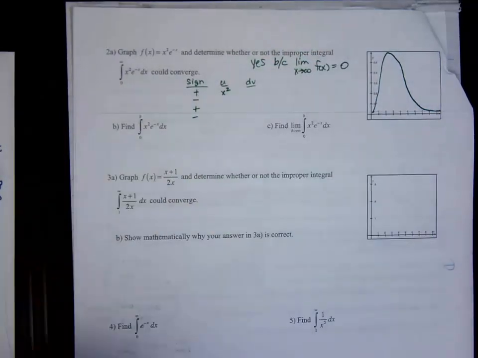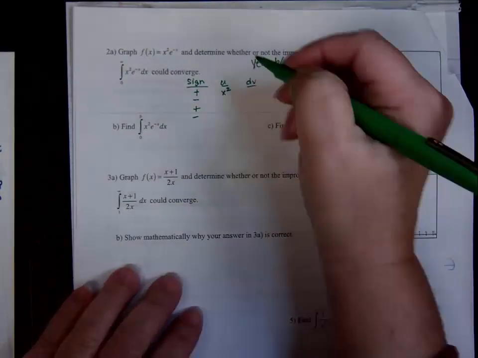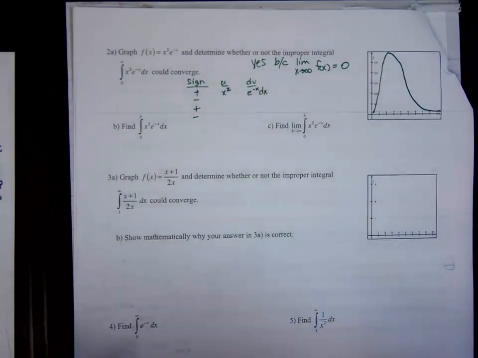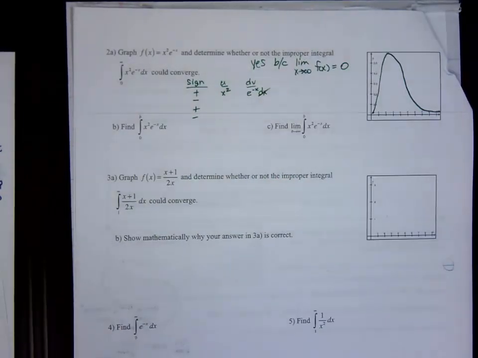So in this case, it's x squared. So x squared goes in the u column. The looper goes in dv. So e to the negative x. Actually, I don't need the dx. I'm sorry. Shouldn't have written that down.